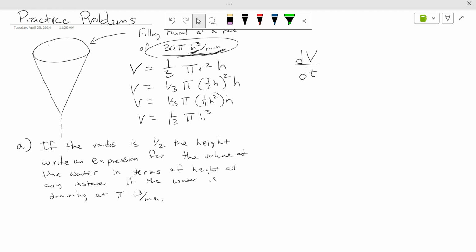Okay. dV/dt equals 3/12 h squared dh/dt. Power rule, 3 from the h comes out front. So 30 pi should be equal to 1/4 pi h squared dh/dt.